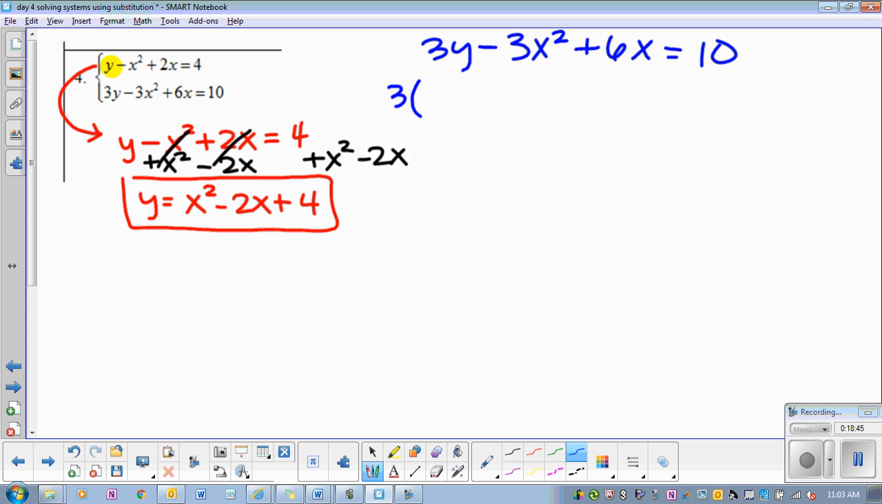3 times x squared minus 2x plus 4, minus 3x squared plus 6x equals 10, right? Oh no, sorry, I left that out. All I do is just plug it in for the y. Now distribute.